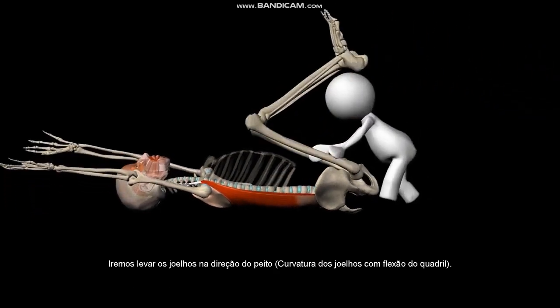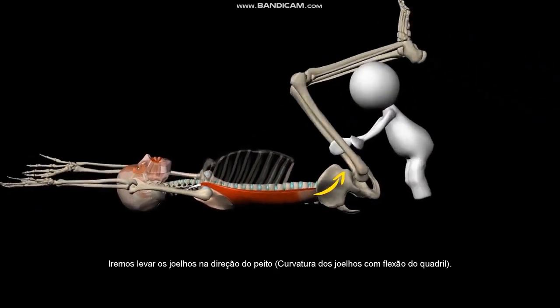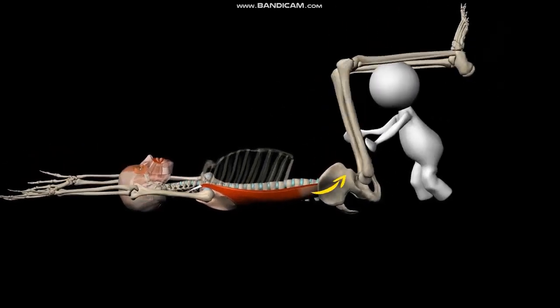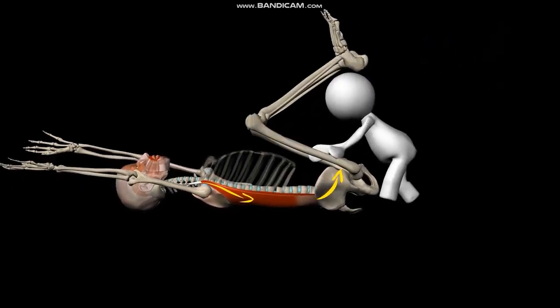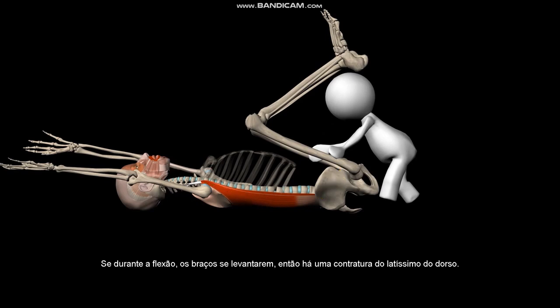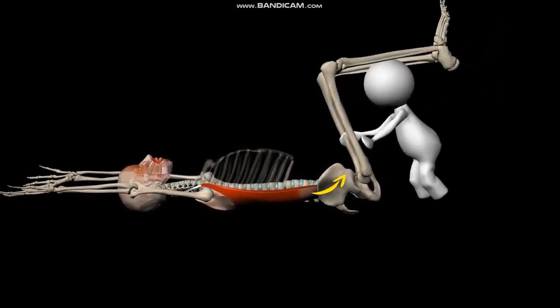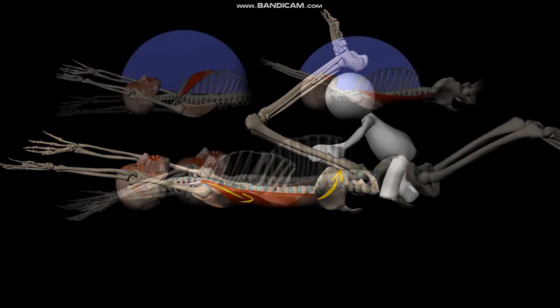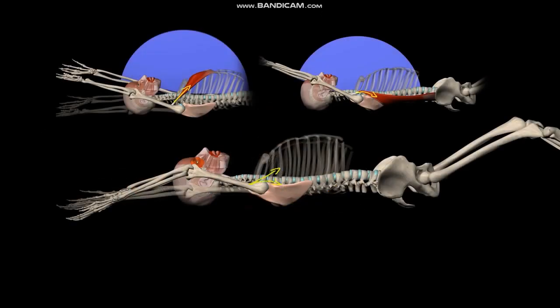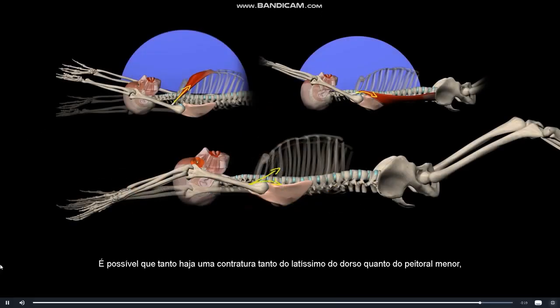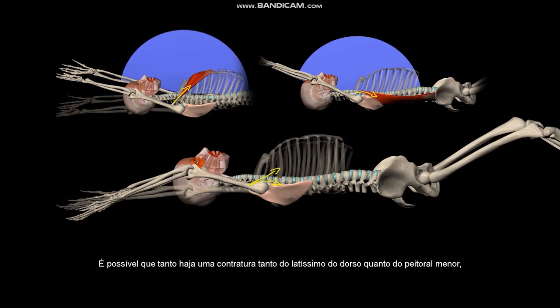We'll bring the knees towards the chest, hip flexion, knees bent. If during flexion the arms raise, then the latissimus dorsi is shortened. It is possible that both the latissimus dorsi and the pectoralis minor are shortened. In this condition, the ribs will also rise, and even with flexed legs, the arms will be drawn upward.